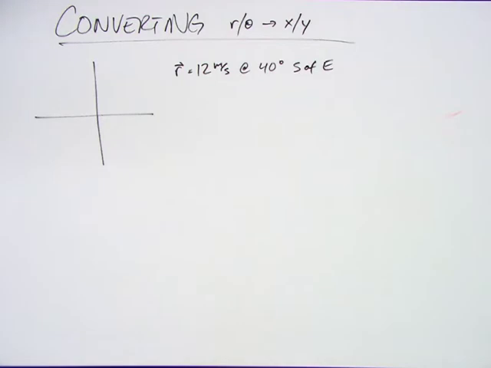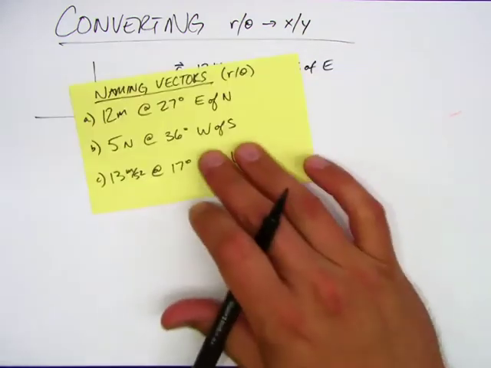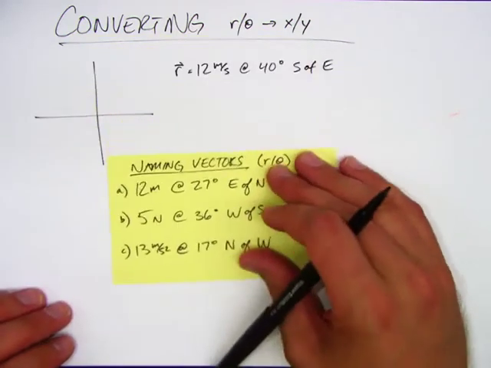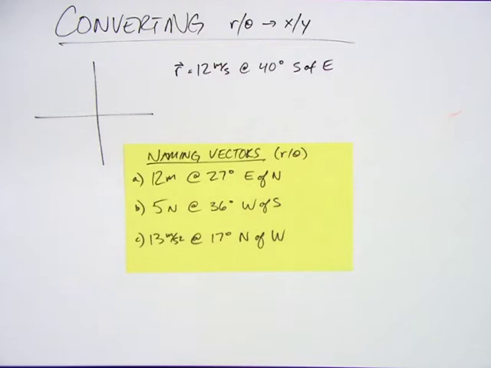Okay, in this video we're going to go from vector notation of the magnitude and angle to the x and y components, or the ij vector notation. So let's start with an example problem from the previous video, naming vectors. How do we describe or define where the following vectors are located?